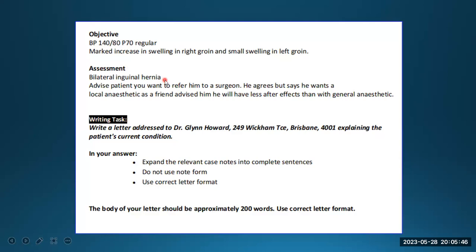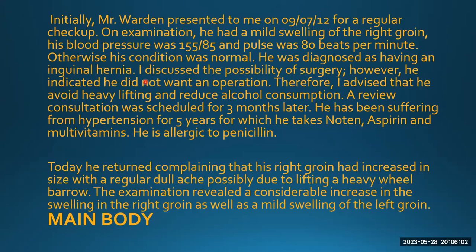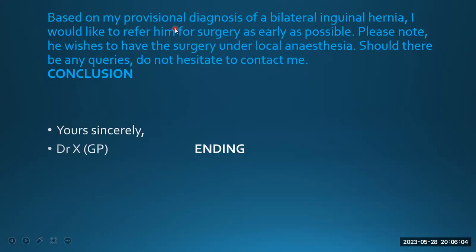Now I want to write my conclusion here. You don't need to mention the same information again and again. My diagnosis is bilateral inguinal hernia, and I will write this diagnosis conclusion like this: Based on my provisional diagnosis of a bilateral inguinal hernia, I would like to refer him for surgery as early as possible. Please note, he wishes to have the surgery under local anesthesia. Should there be any queries, do not hesitate to contact me.